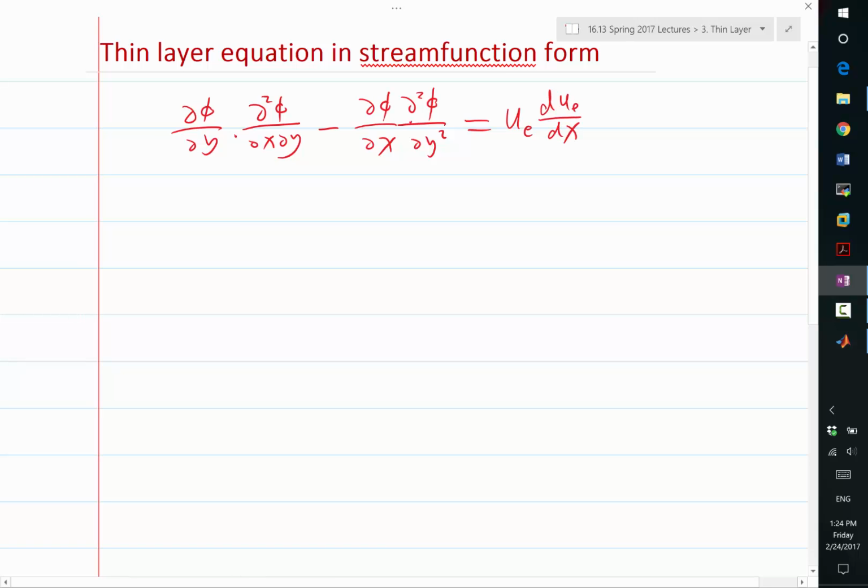So the pressure term stays the same, and the viscous term, we still have a nu here, becomes the third derivative of phi in the y direction, right? Because originally it's a second order derivative. Now the velocity itself is a derivative in the y direction, so that's a third order derivative. Okay, so that is the general form of the two-dimensional thin layer equation in stream function form. So the first thing we'll try to do today is to look at self-similar solutions.